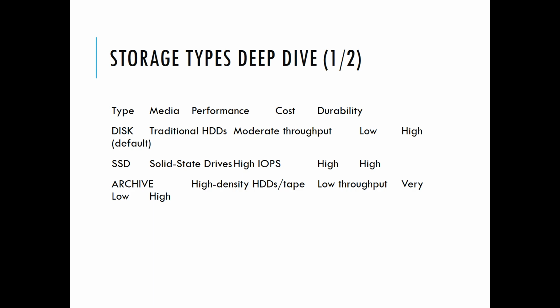Starting with disk, it uses traditional hard drives and offers moderate throughput at a low cost, making it the default choice for most workloads. Next, we have SSDs, or solid-state drives. These provide high input and output operations per second, ideal for latency-sensitive jobs, though they come at a higher cost. Lastly, archive storage relies on high-density hard drives or even tape. It offers the lowest cost per terabyte but is optimized for low throughput, long-term data retention. Importantly, all three storage types ensure high durability, maintaining data integrity over time.